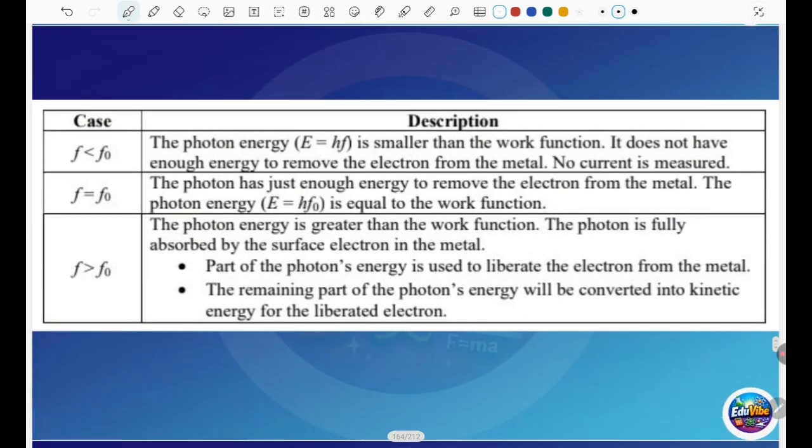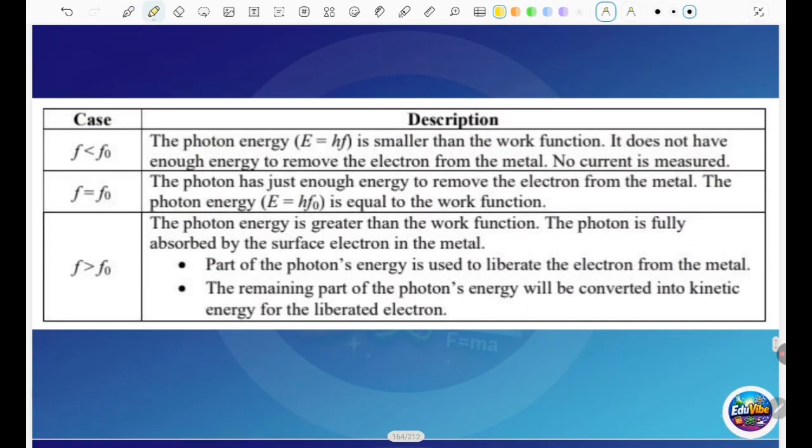Now we have some cases. If the frequency is less than the threshold frequency, the photon energy is smaller than the work function, and no current is measured. If they are equal, the photon has just enough energy to remove the electron from the metal, not lots of energy, so the photon energy is equal to the work function. If the frequency is greater than the threshold frequency, the photon energy is greater than the work function, and the photon is fully absorbed by the surface electron in the metal.